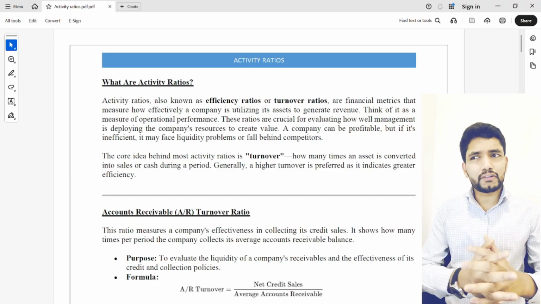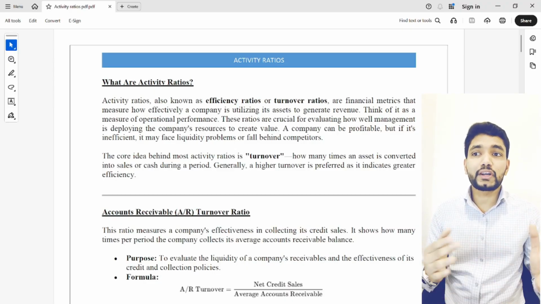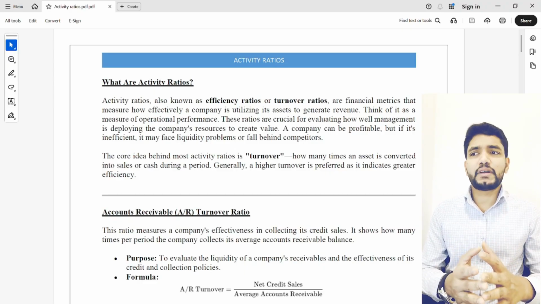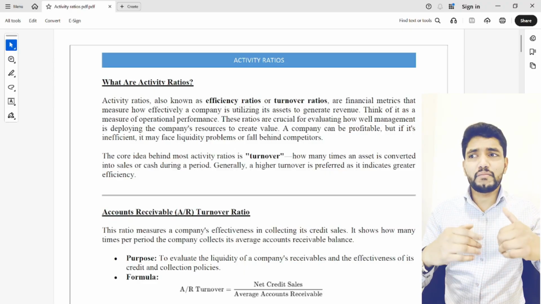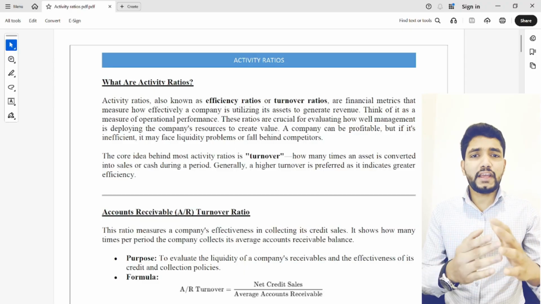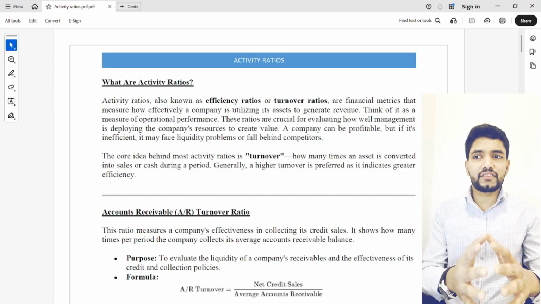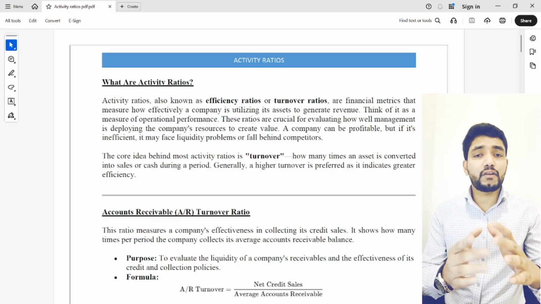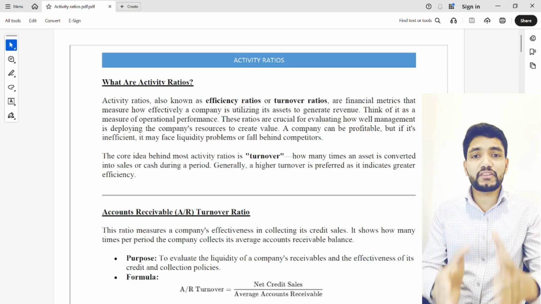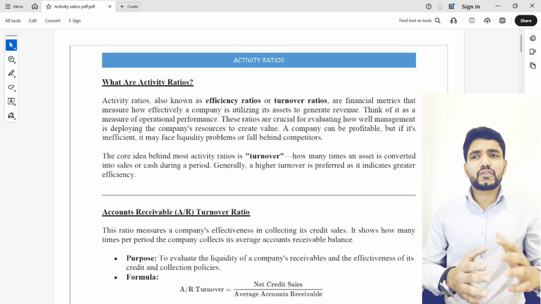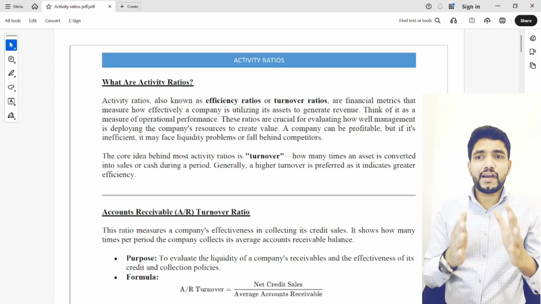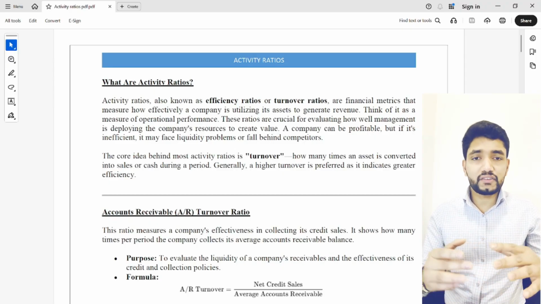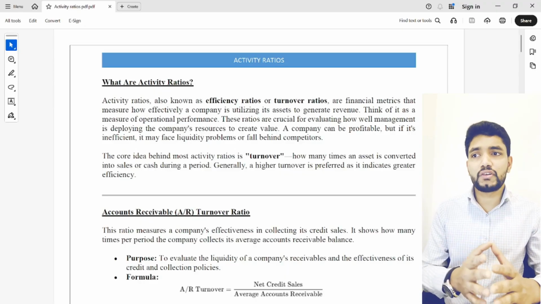Activity ratios, also known as efficiency ratios or turnover ratios, are the financial metrics that measure how effectively a company is utilizing its assets to generate revenue. Think of it as a measure of operational performance. These ratios are very crucial to evaluating how well management is deploying the company's resources to create value.